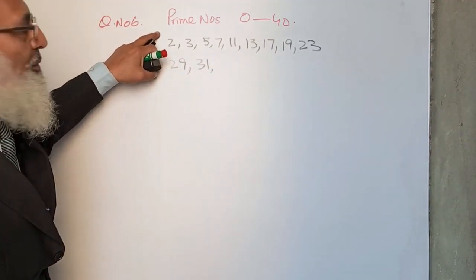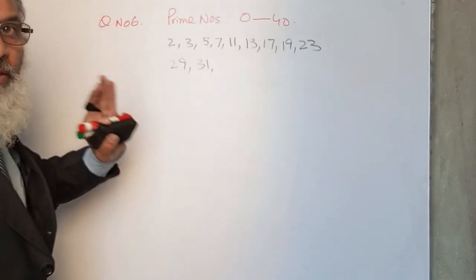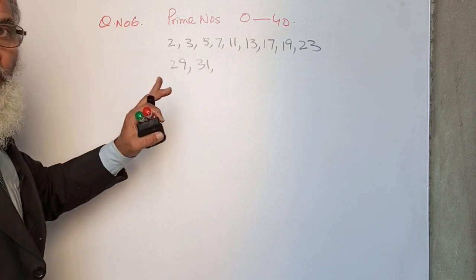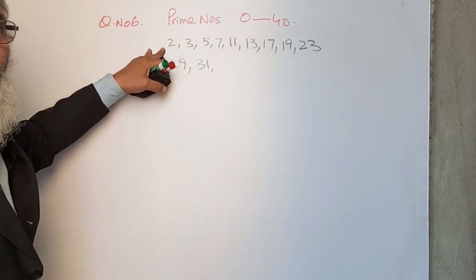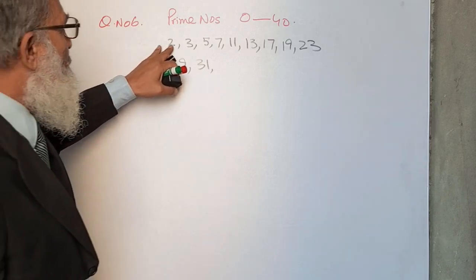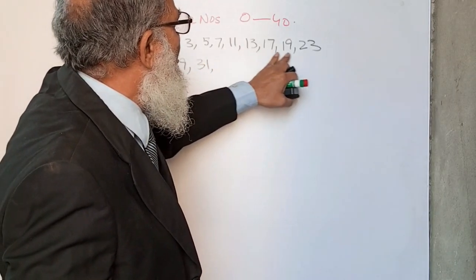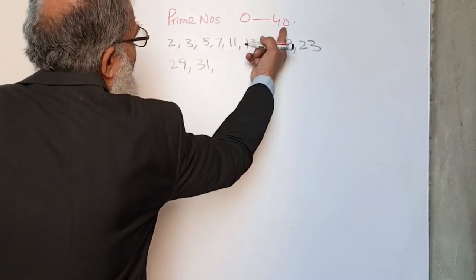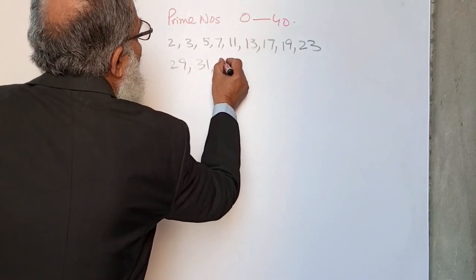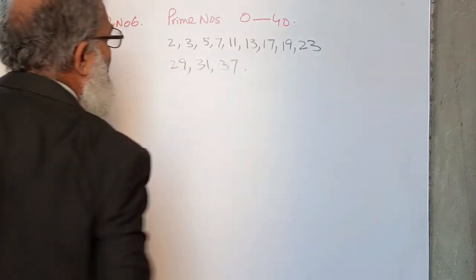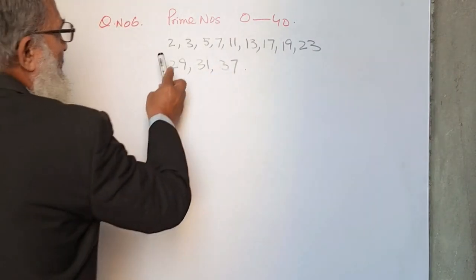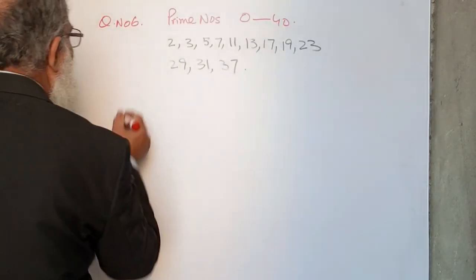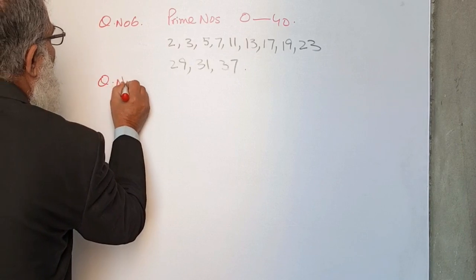Now dear students, prime numbers from 0 to 40 are, you know that 0 is not a prime number, 1 is not a prime number, 2 is, and the prime numbers start from 2, and 2 is the only even number which is also a prime number. So 2, 3, 5, 7, 11, 13, 17, 19, 23, 29, 31, and less than 40 is one more, and that is 37. So these are the list of the prime numbers from 0 to 40.